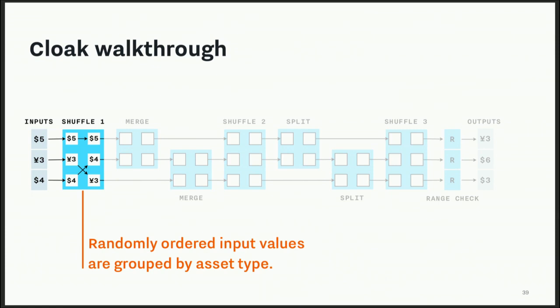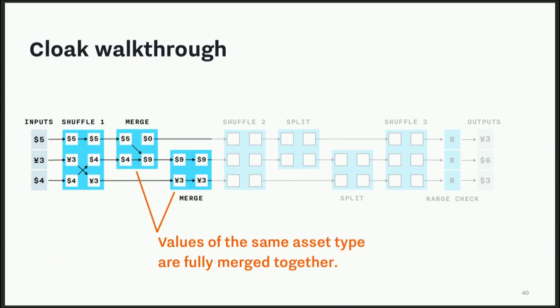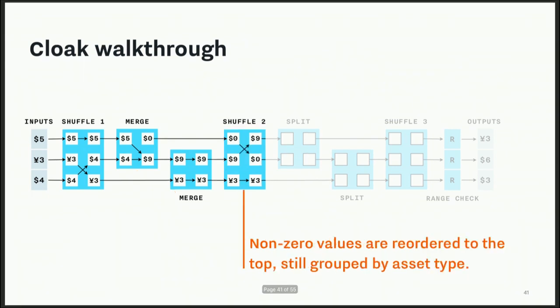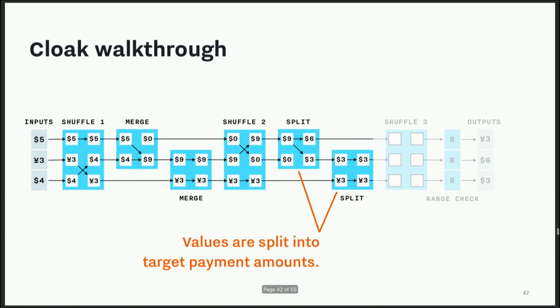So suppose you're a prover and you want to make a proof that your inputs, $5, 3 yuan, and $4 equals 3 yuan, $6, and $3. So first you want to prove that there's a random shuffle where you reorder the input values by asset type. So now we group the dollars together here. And then you want to merge all of the assets of the same type together. So $5 and $4 become $9, and this basically allows you to take the sum over each asset type. Then you shuffle again just to move the non-zero items to the top, and then you split each asset type into the target payment amounts. So $9 gets split into $6 and $3 because that's what we expect for the outputs.